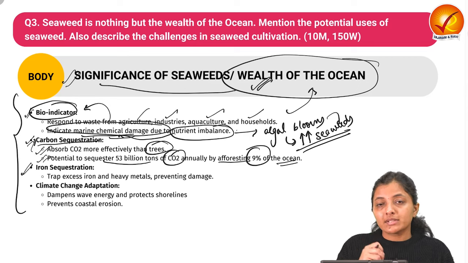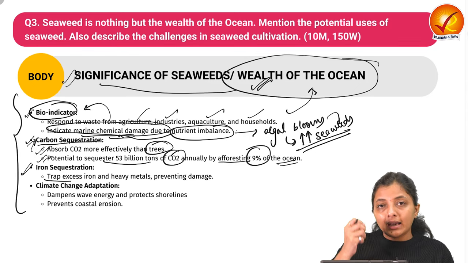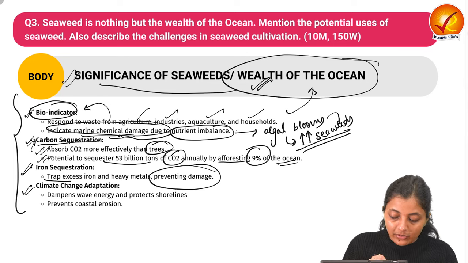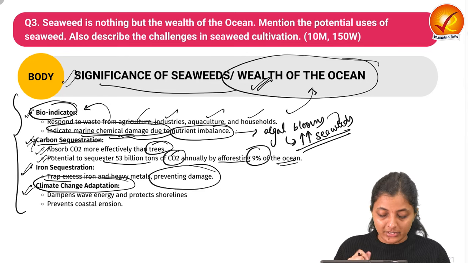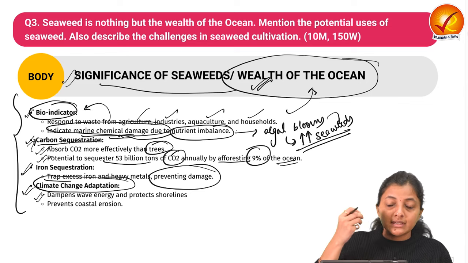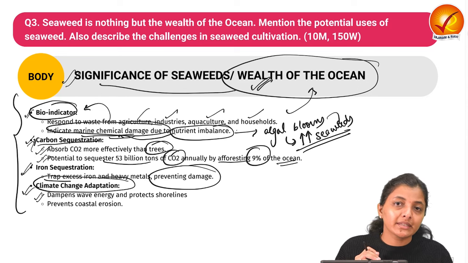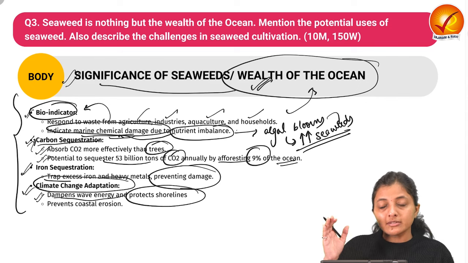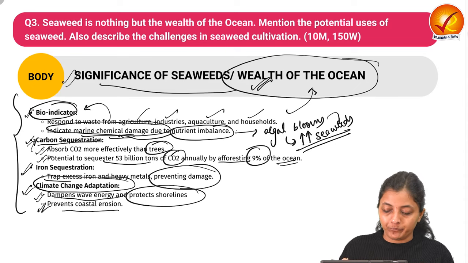Next is, it sequesters iron and heavy metals also from the oceans. Like it traps excessive iron and heavy metals, so it helps in preventing damage to the water body. Next, it also helps in adaptation to climate change, and it also helps in mitigation of climate change. How? The first thing, due to climate change, sea surface temperatures are rising, and also due to this, precipitation patterns are getting more intense, with huge droughts and huge cyclones. So it dampens the wave energy and protects the shorelines from this cyclonic activity or from huge coastal erosion. It helps in preventing that.